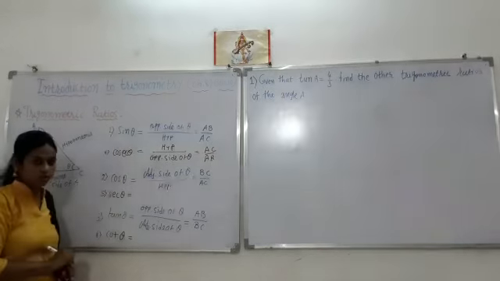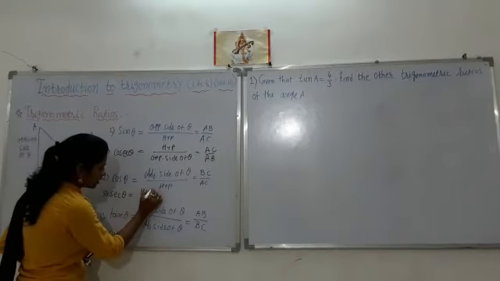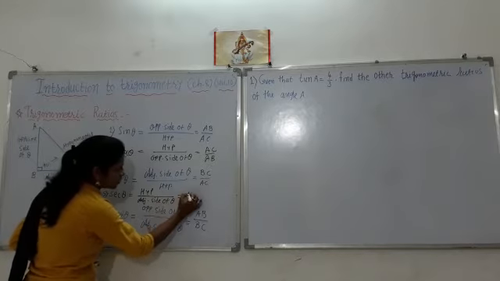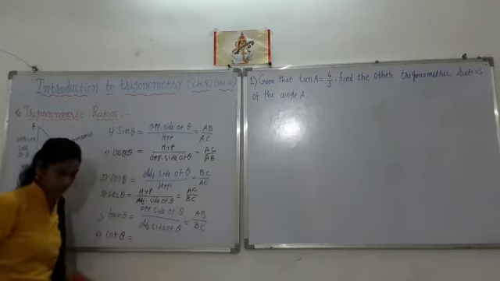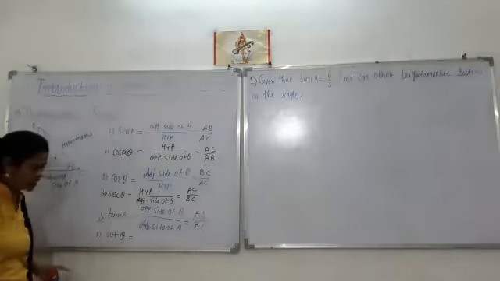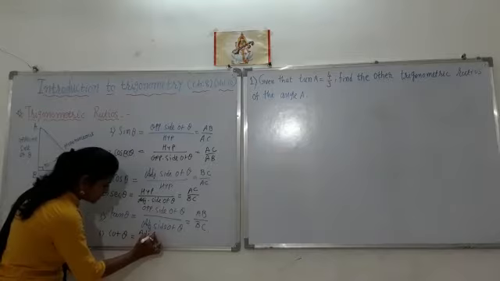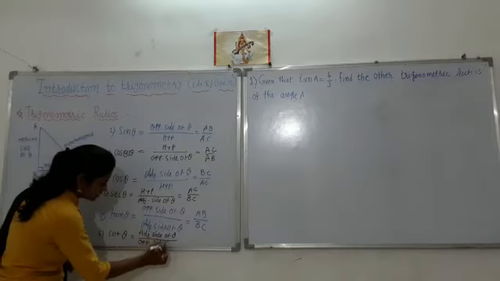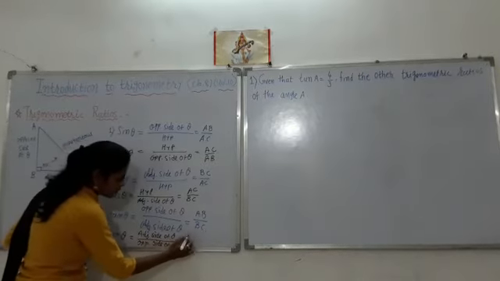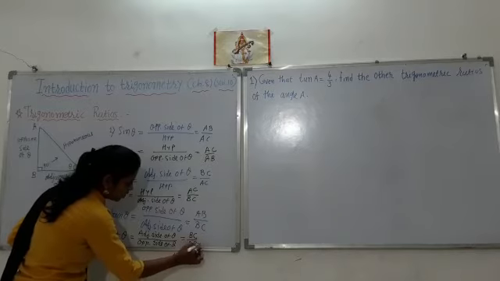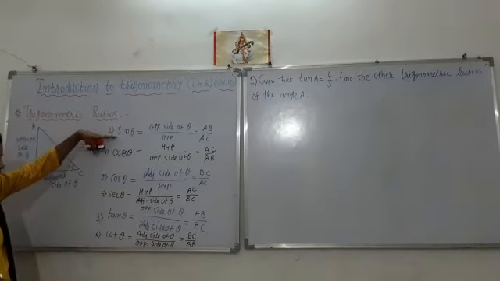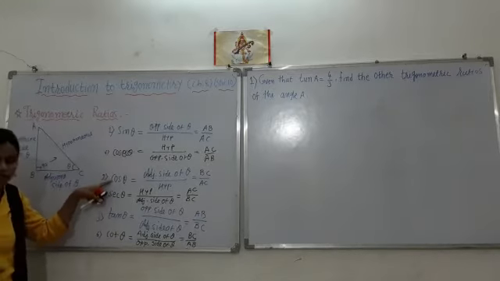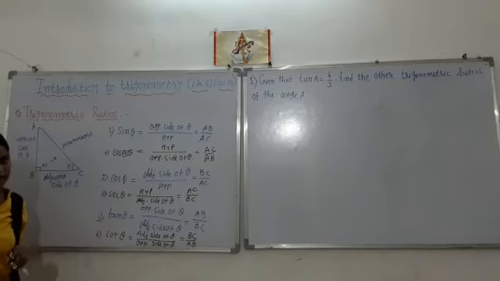Sec theta is the inverse of cos theta. So you can write hypotenuse upon adjacent side of theta, so it becomes AC upon BC. Cot theta is the inverse of tan theta. So you can write adjacent side of theta upon opposite side of theta. In this figure, BC upon AB. So you only need to remember sine, cos and tan, and cosec is the inverse of sine, sec is the inverse of cos, and cot is the inverse of tan.